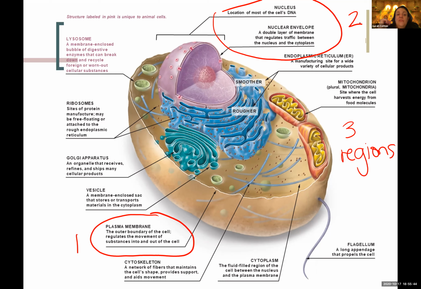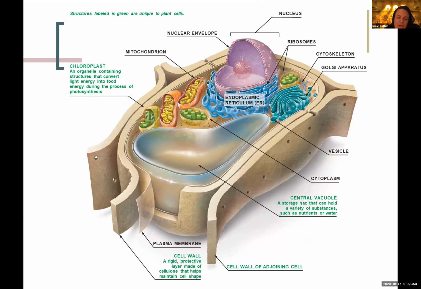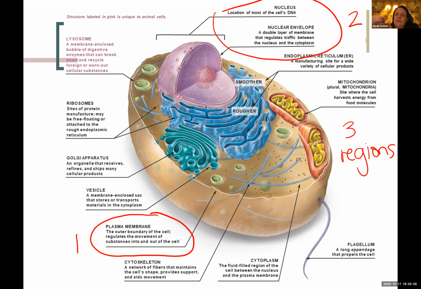And then the third region of the cell essentially is everything from here. Everything from there to there, right? So all of that. And here, yeah, that would be number 3. And that is collectively called the cytoplasm.